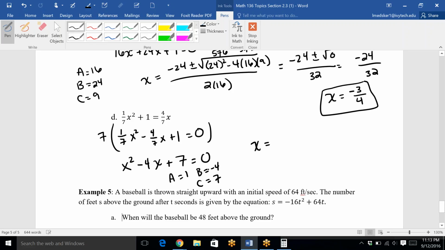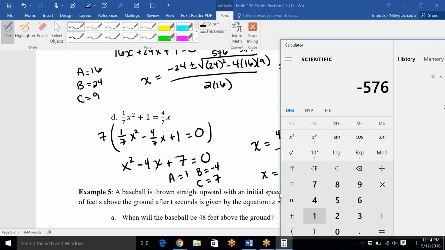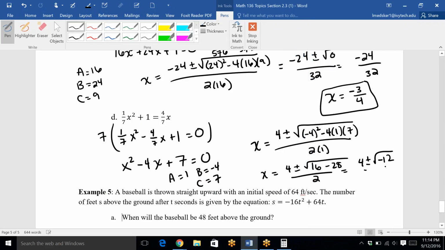So x equals negative negative 4, so that would be positive 4, plus or minus square root of B squared, which would be negative 4 squared, minus 4ac, all over 2a. Working out our radical, we get 16 minus 28 over 2. This is 4 plus or minus the square root of, is that negative 6? Double check. Negative 12, sorry. Negative 12 over 2.